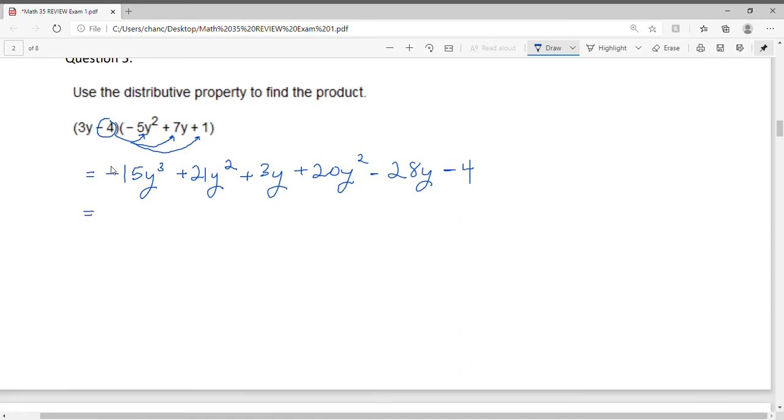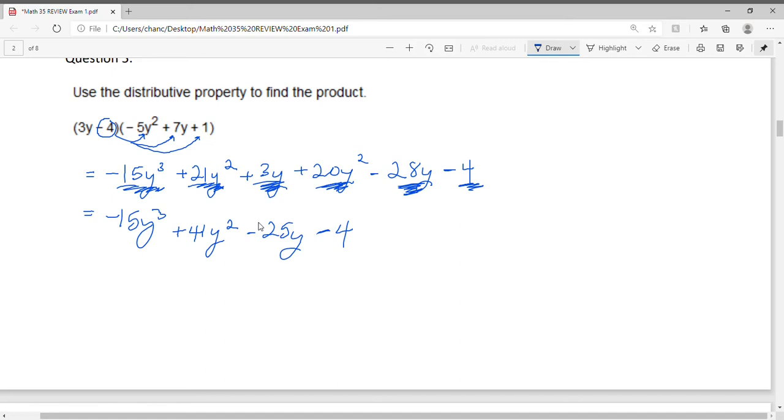Now we can collect like terms. We have negative 15y cubed by itself. And now I could add the squared terms. We have 21 plus 20y squared. That's going to give us 41y squared. And now we can do 3y and negative 28y. That together is negative 25y. And I'll bring down this negative 4.